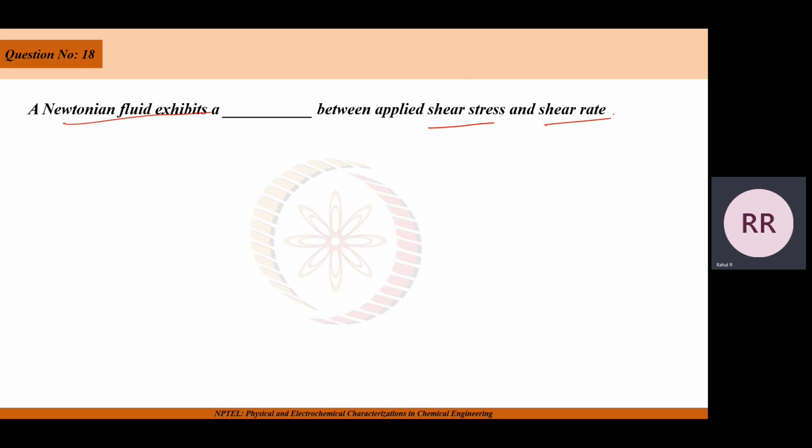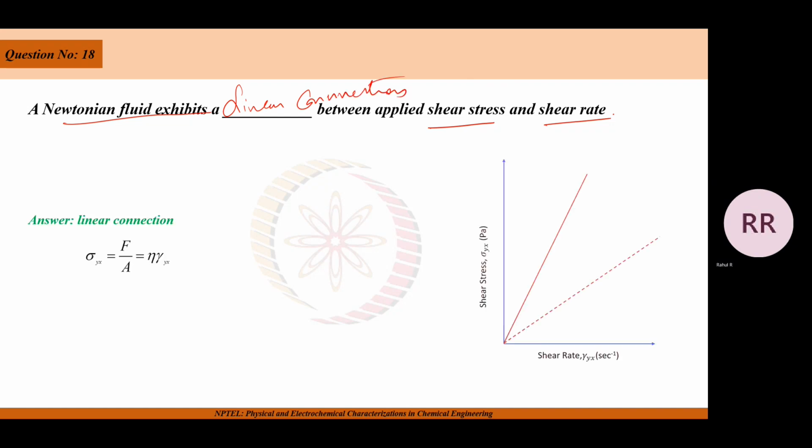The question was: a Newtonian fluid exhibits dash between applied shear stress and shear rate. The answer is a linear connection. For a Newtonian fluid, the shear stress and shear rate are in a linear relationship. If you plot shear stress on the y-axis and shear rate on the x-axis, what you observe is a straight line. It means shear stress increases linearly with increasing shear rate. That is a typical characteristic of a Newtonian fluid. Not all kinds of fluids exhibit this behavior; only Newtonian fluids have a linear connection between shear stress and shear rate.